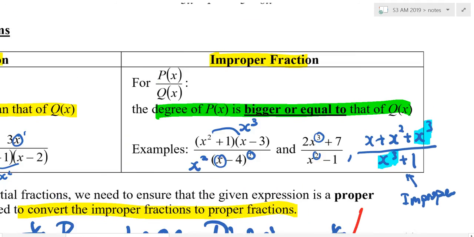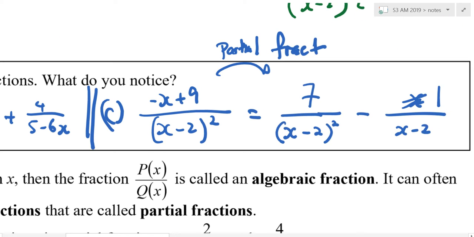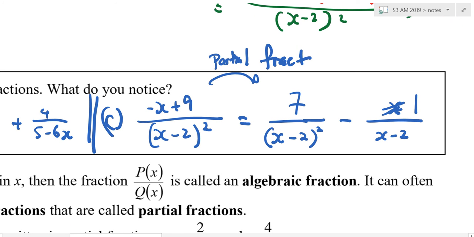Do you recognize this pattern? What is this pattern? Case B, right? Linear repeated. Do you see the answer? It is itself with power 1 and then itself with power 2. I never bluff you.